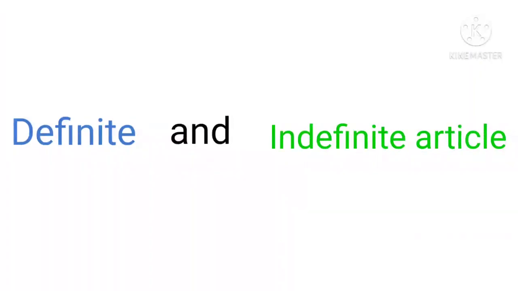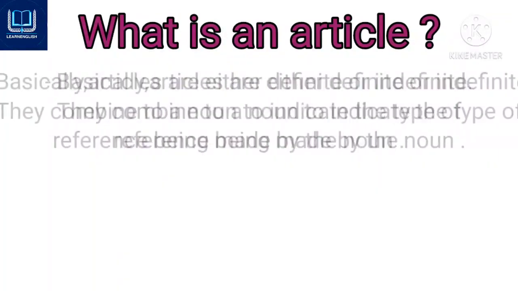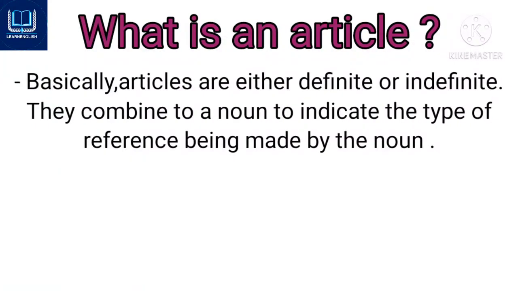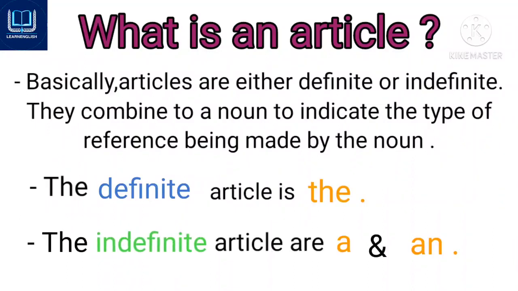You are going to learn with me the definite article and indefinite article. Okay? What is an article? Basically, articles are either definite or indefinite. They combine with a noun to indicate the type of reference being made by the noun. So we have the definite article, the, and the indefinite articles, a and an.